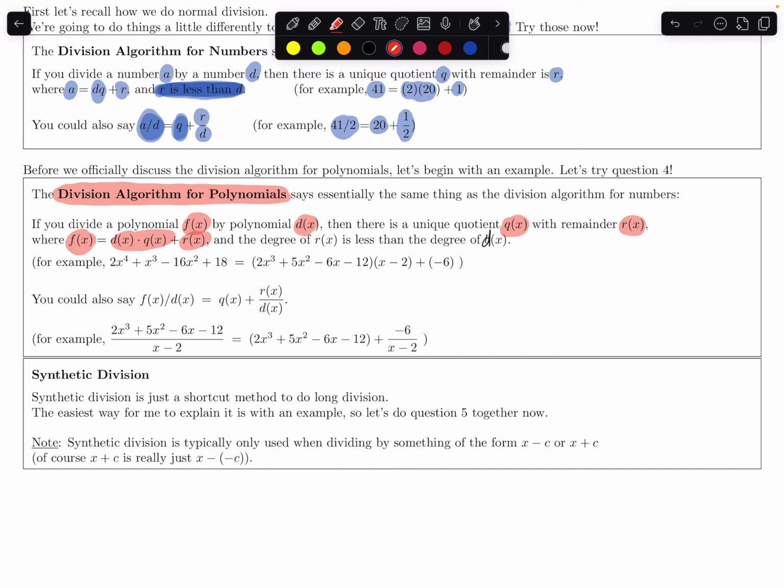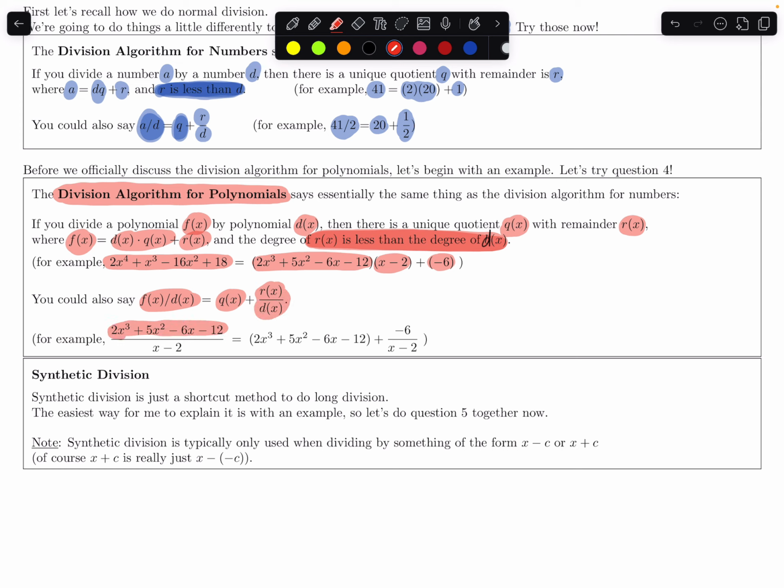And that's what we saw, right? The original guy was equal to the quotient times divisor plus the remainder. Now here, in the normal numbers, the remainder had to be smaller than the divisor, right? In this case, the remainder has to have less degree than the divisor, smaller degree. Because otherwise, you could have changed the q of x, right? You could have made the q of x a little larger. Equivalently, you can also say f of x over d of x is the quotient plus the remainder over the divisor.